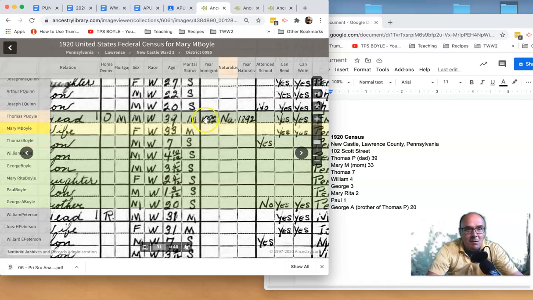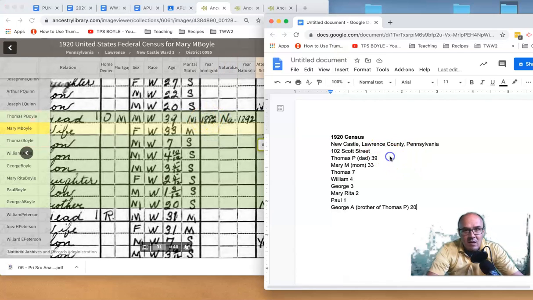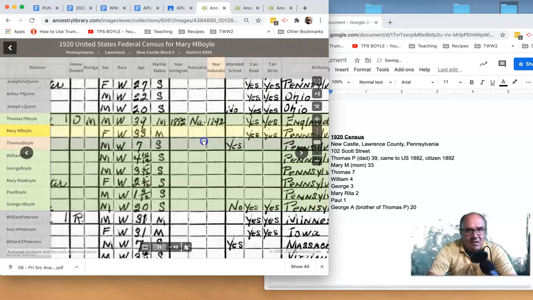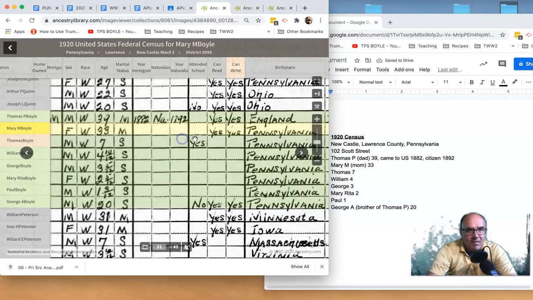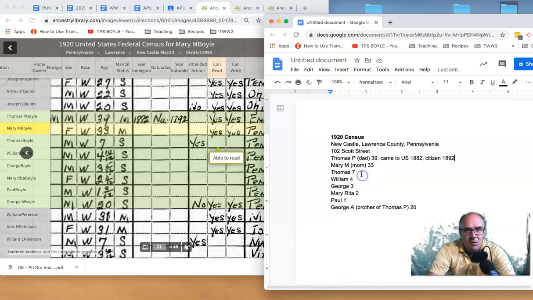Then we get the year they immigrated. The only one who's an immigrant is Tom P., my great-grandpa. He came to the U.S. in 1882, became a citizen in 1892. That's what it means up here, year naturalized, 1892. Then attended school. The only person who's attended school in this whole family is their 7-year-old. It's my grandpa.